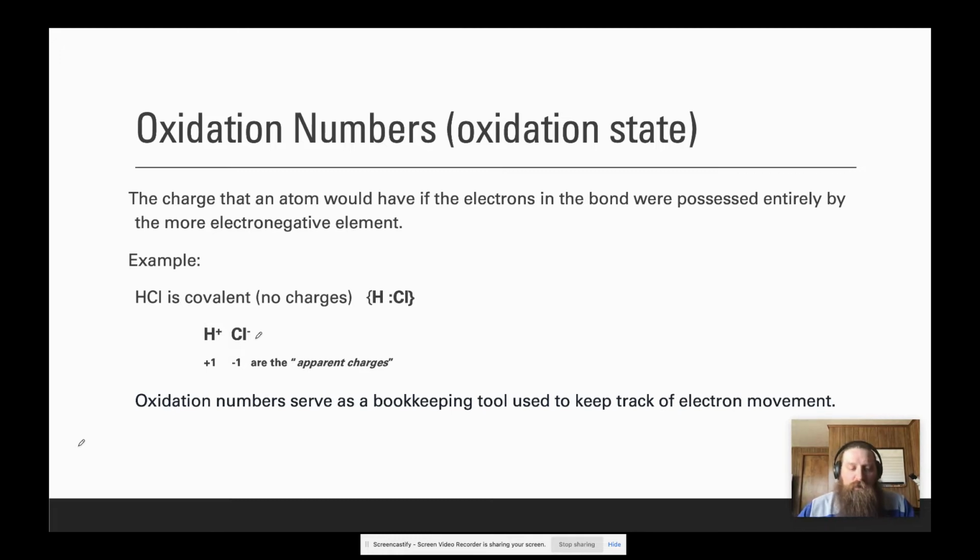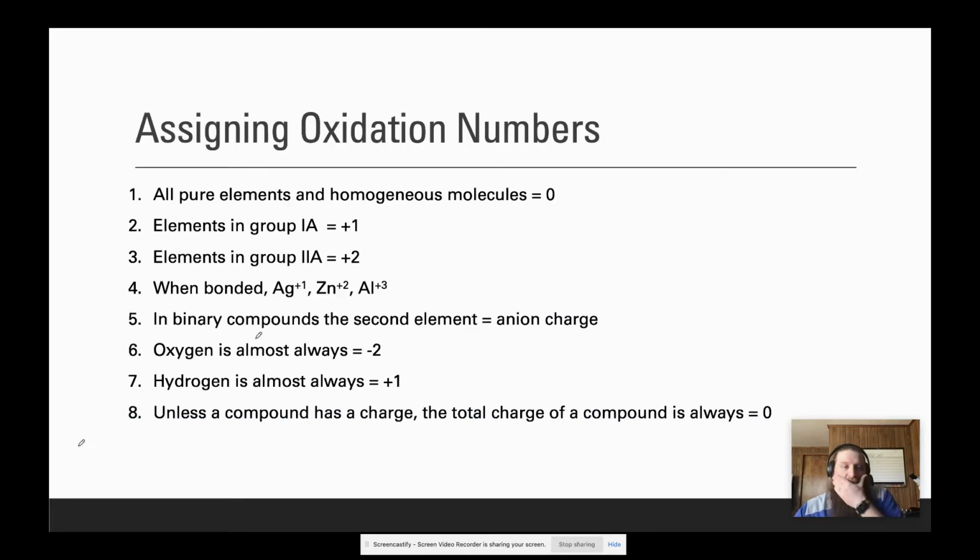And basically, oxidation numbers are just bookkeeping tools. They let us keep track of where the electrons are going because if I look at the reactant side and then I compare that to the product side, I can see whose electrons are moving, whose charges are changing. So that's what we're doing here. There are some rules that are used for assigning oxidation numbers, and you need to pause this video and write these down in your notes, okay? But I'll go through them one at a time.